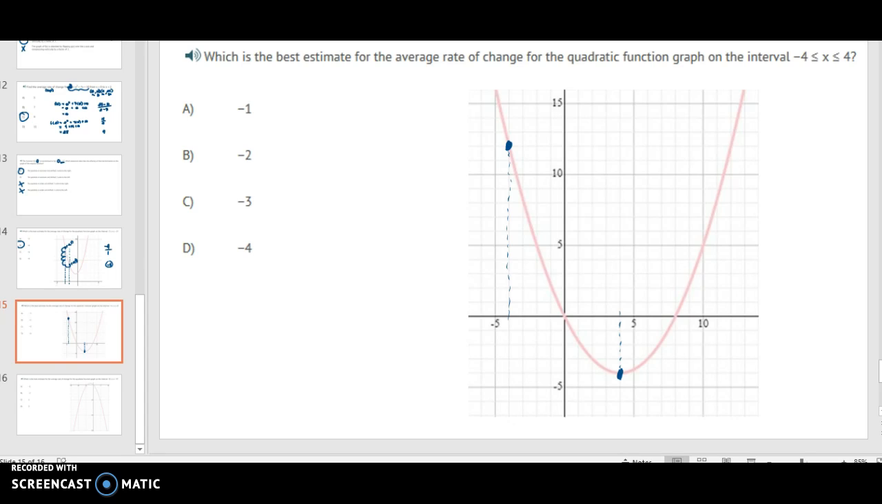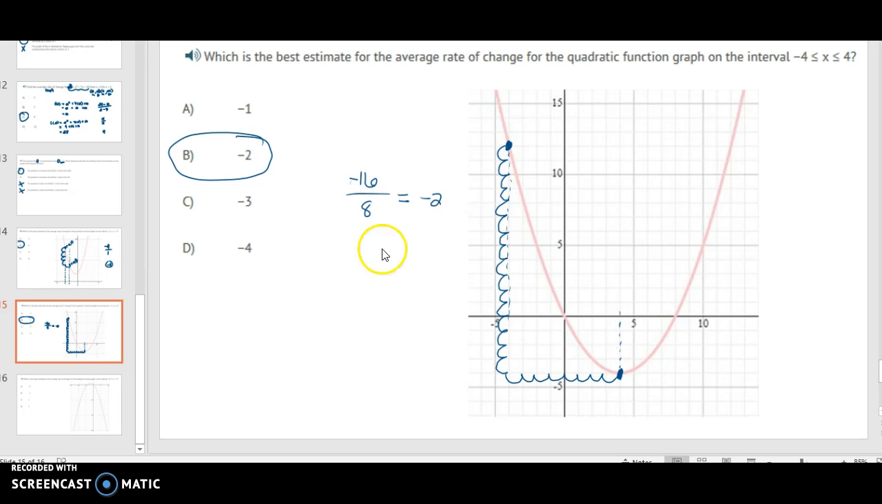So now it's just a counting game here. All right, ready? 1, 2, 3, 4, 5, 6, 7, 8, 9, 10, 11, 12, 13, 14, 15, 16. It went down 16, and it's a negative because we're going down. Now let's count over. 1, 2, 3, 4, 5, 6, 7, 8. And -16 divided by 8 is -2.